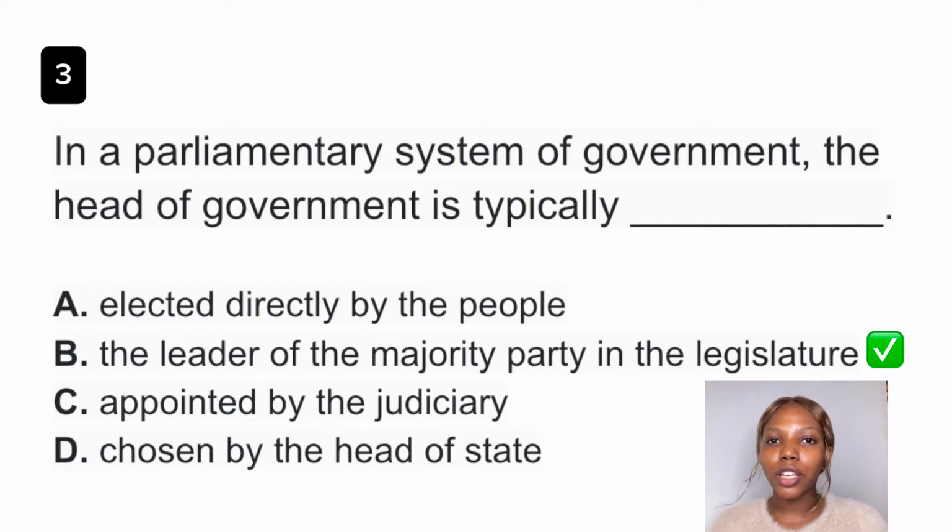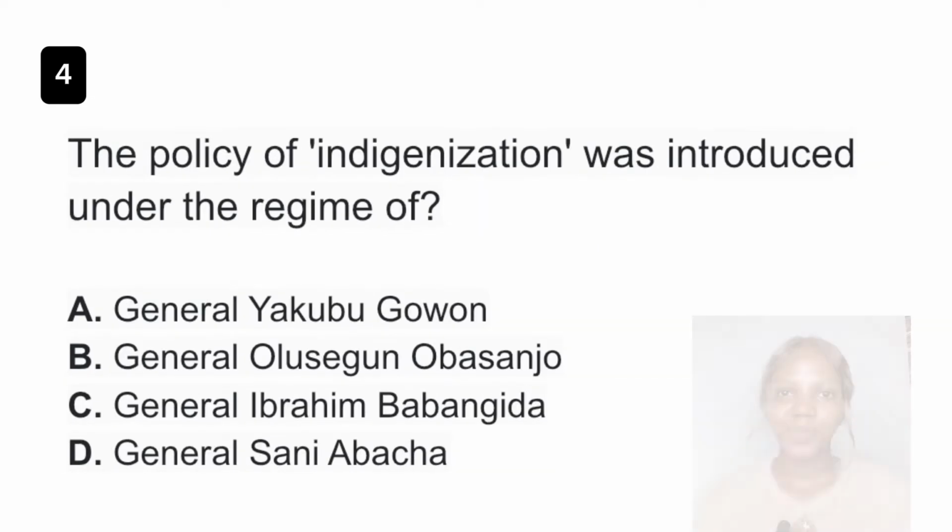So now that you understand this, you agree with me that option B is the final answer to this question: the leader of the majority party in the legislature. So option B is the final answer to this question.